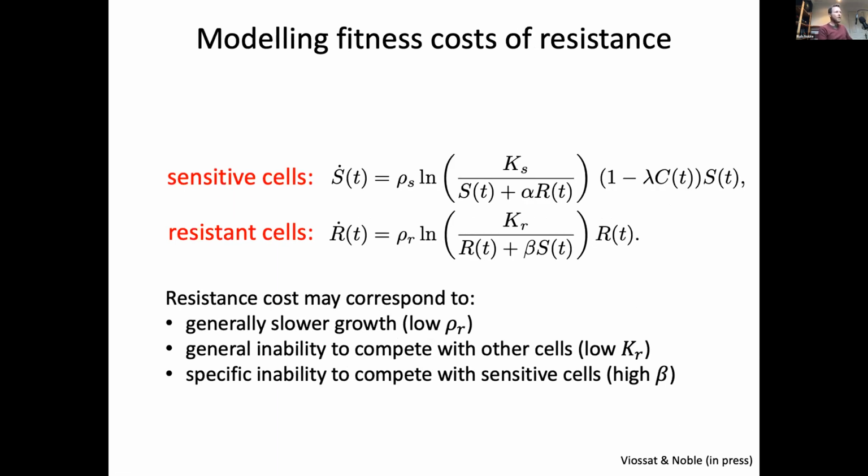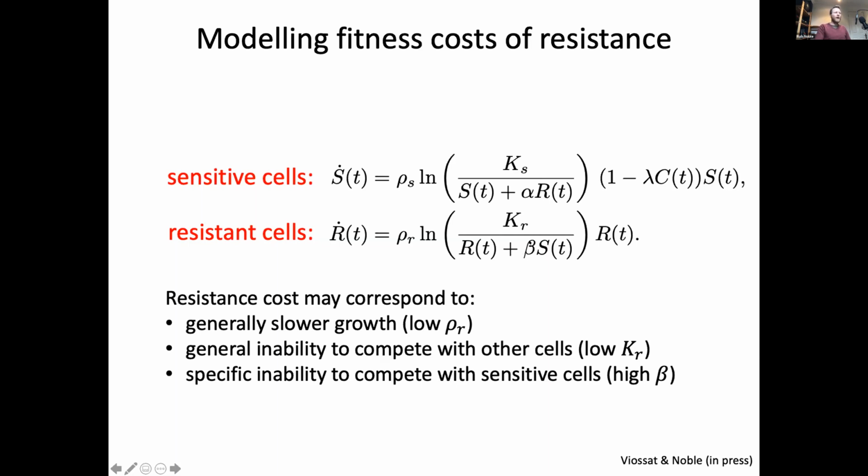However, it is interesting to look at what the consequences are if fitness costs of resistance exist. So here is a model where we have something like a competitive model in which, instead of just having S plus R in the denominator of this component, we have S plus alpha R. In the examples I'm going to show you, I just set alpha to 1. So what we're really interested in is this parameter beta, which is the amount by which sensitive cells inhibit the growth of resistant cells relative to how much resistant cells inhibit each other.